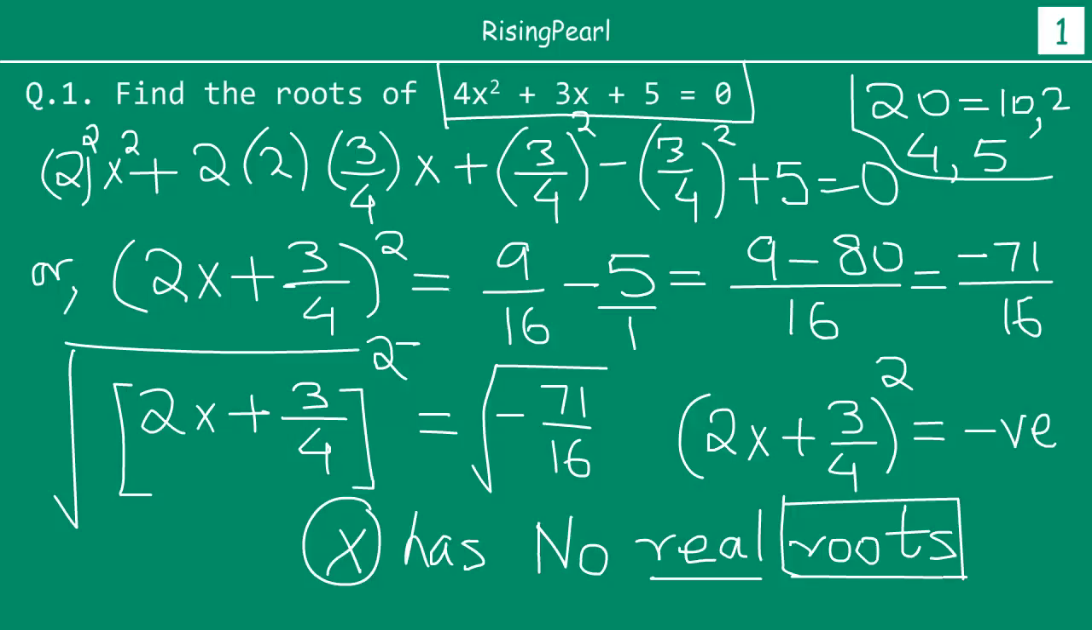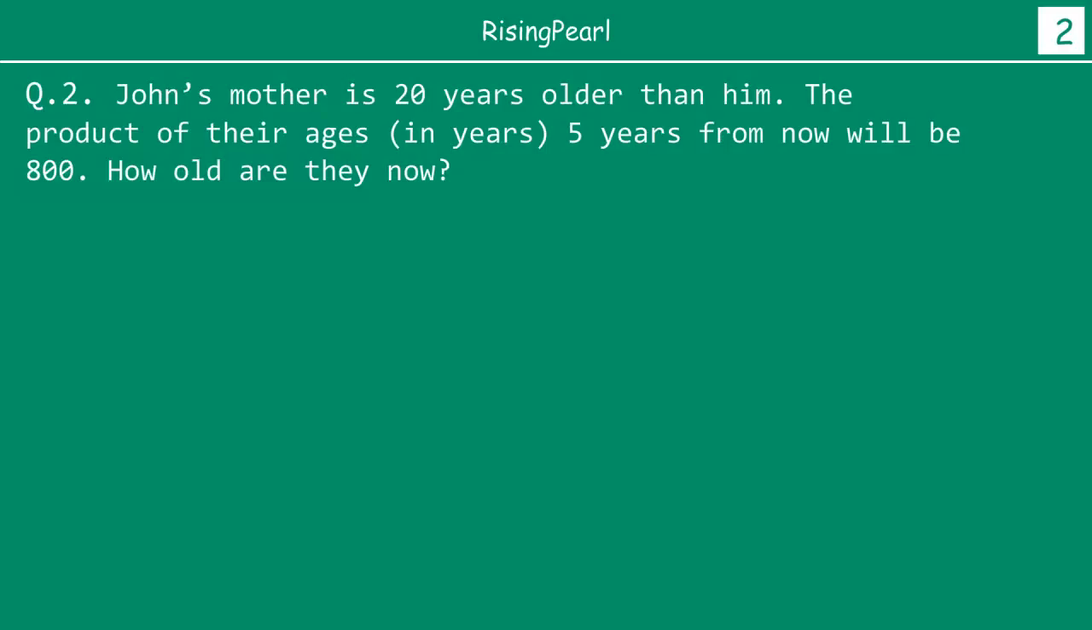Now, how about we reflect back on some of the questions that we asked at the very beginning in webisode 1, when we started the Risingpearl series 7, Quadratic Equations. So, John's mother is 20 years older than him. The product of their ages in years, 5 years from now, will be 800. How old are they now? So we say John's age is equal to x. Let's assume that John is x years old.